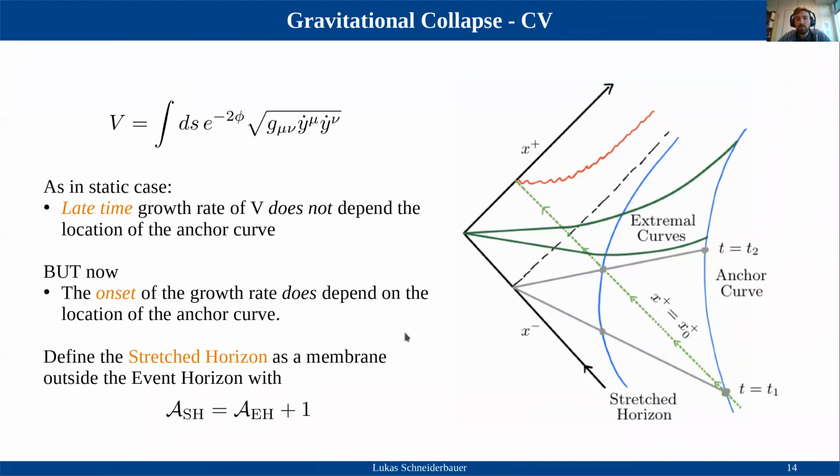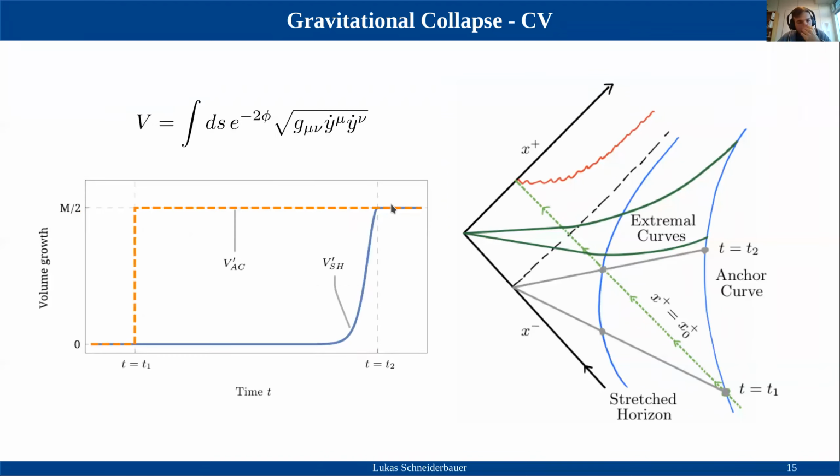So now I will compare a calculation where you would do it with an anchor curve that is far away and where the anchor curve actually agrees with the stretched horizon. So what you see here on the x-axis is the time t, which runs here as you move upwards. And on the y-axis is the volume growth rate. So how fast does this volume, which I calculate of this slice, actually grow?